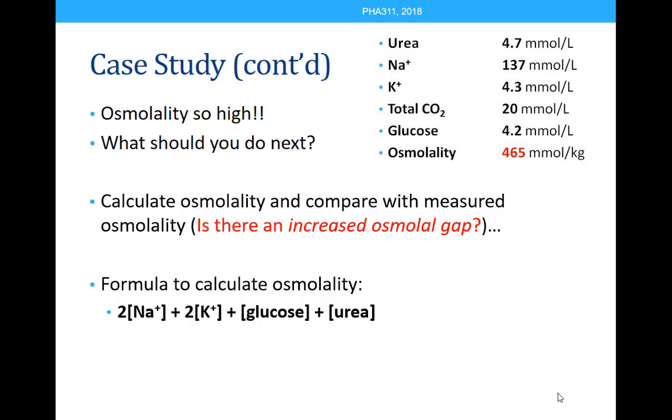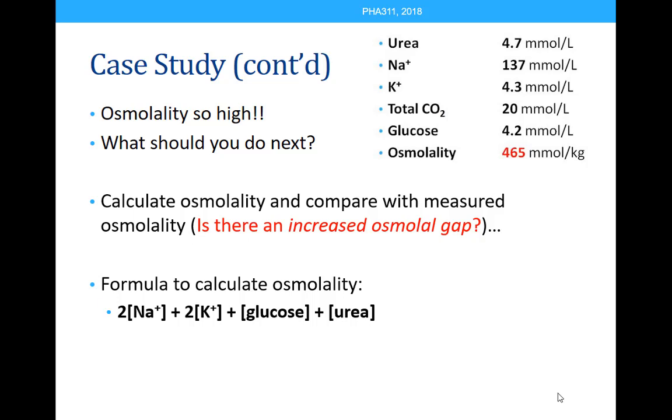and you see if there is a difference. Can you calculate for me here quickly? It's somewhere around 290 plus. What is the difference between the measured osmolality and what you are getting through this formula? The difference is about 170 something, right? If you see such a difference in measured osmolality and the one that you calculate, what is the significance of this? This is called a high osmolar gap. What does it tell you?